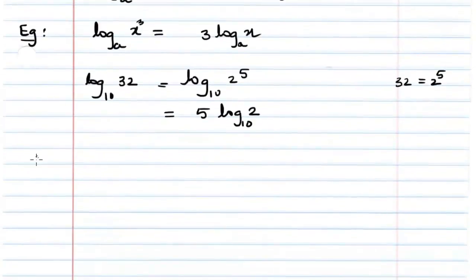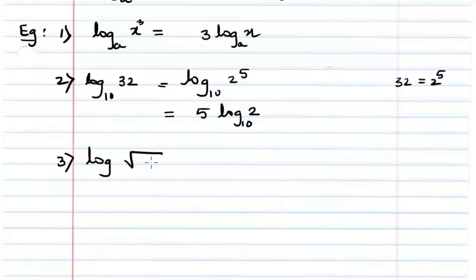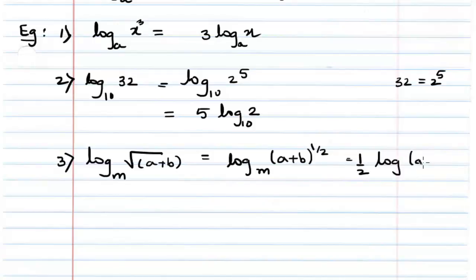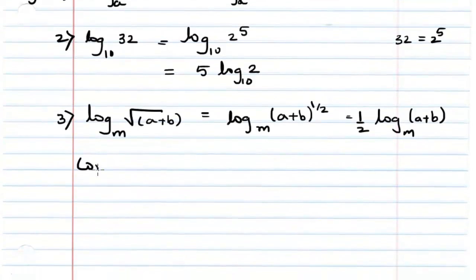Third example. Log of root a plus b to the base m is equal to log of a plus b to the power half to the base m, which is nothing but half log of a plus b to the base m. There is a corollary.